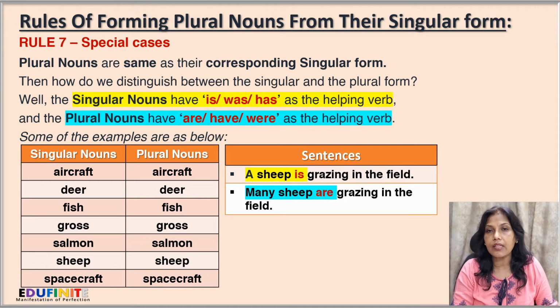Here we have added the word many to show that the sheep is in the plural form, and then we are adding the plural verb are to show that the noun is in the plural form. Many sheep are grazing in the field.